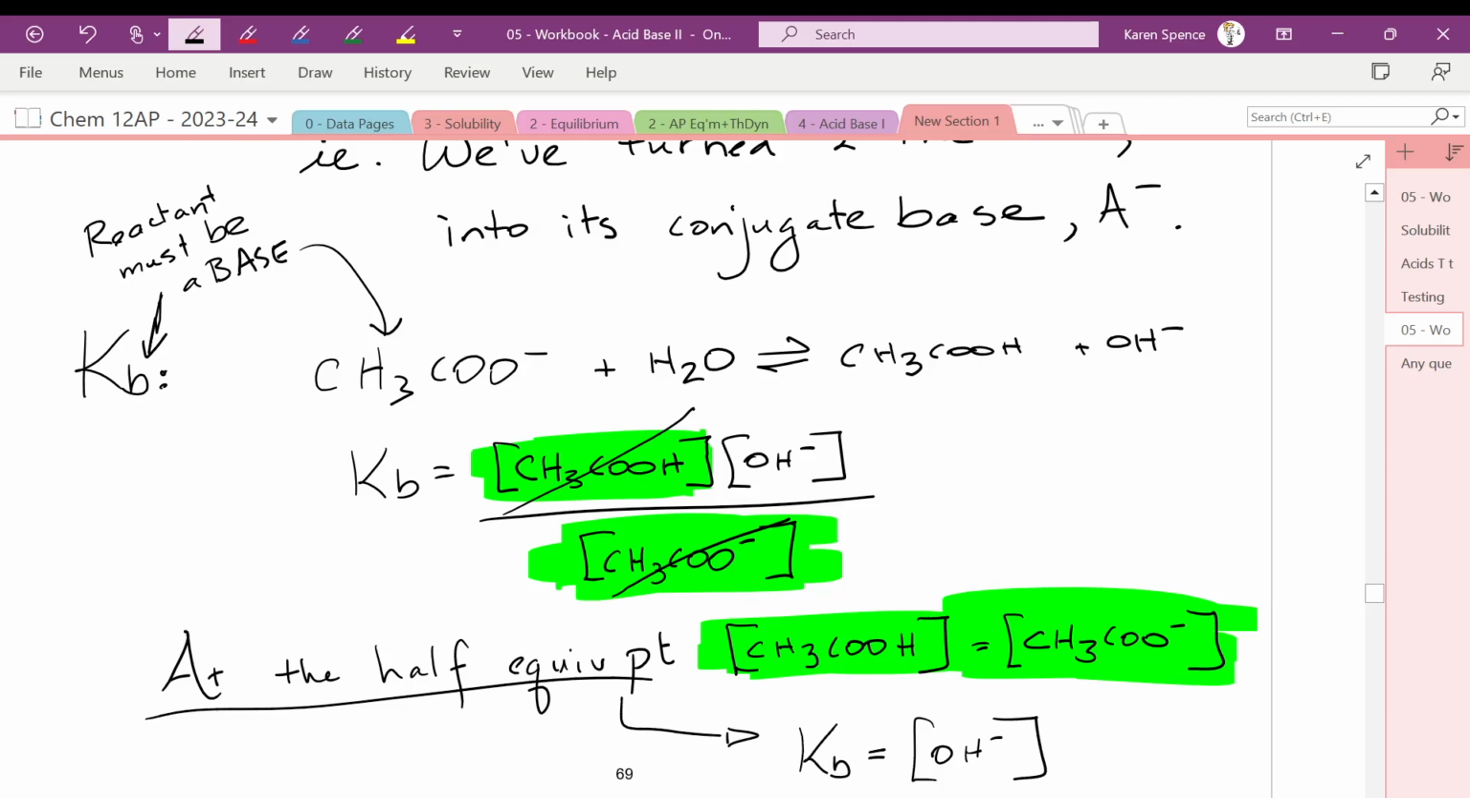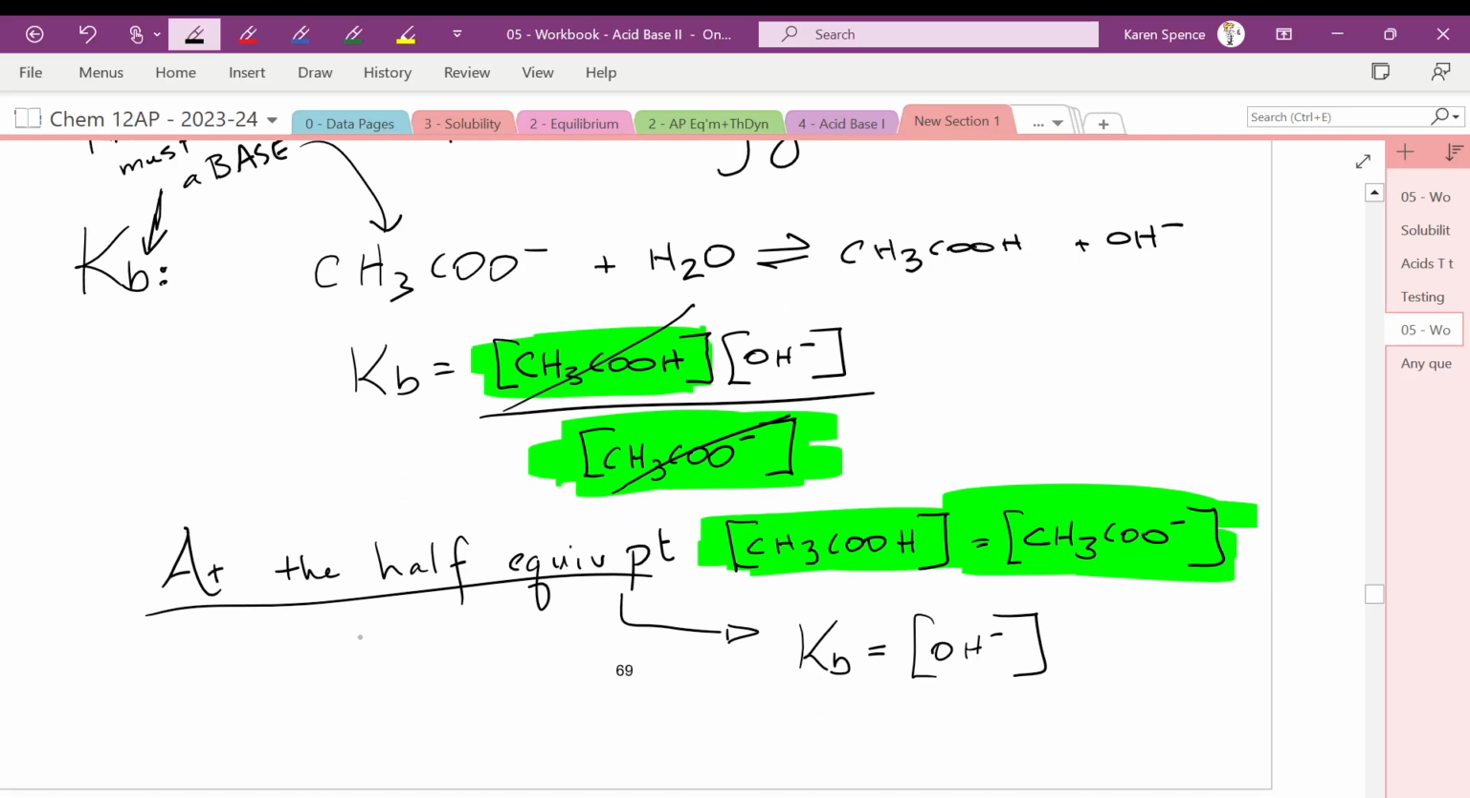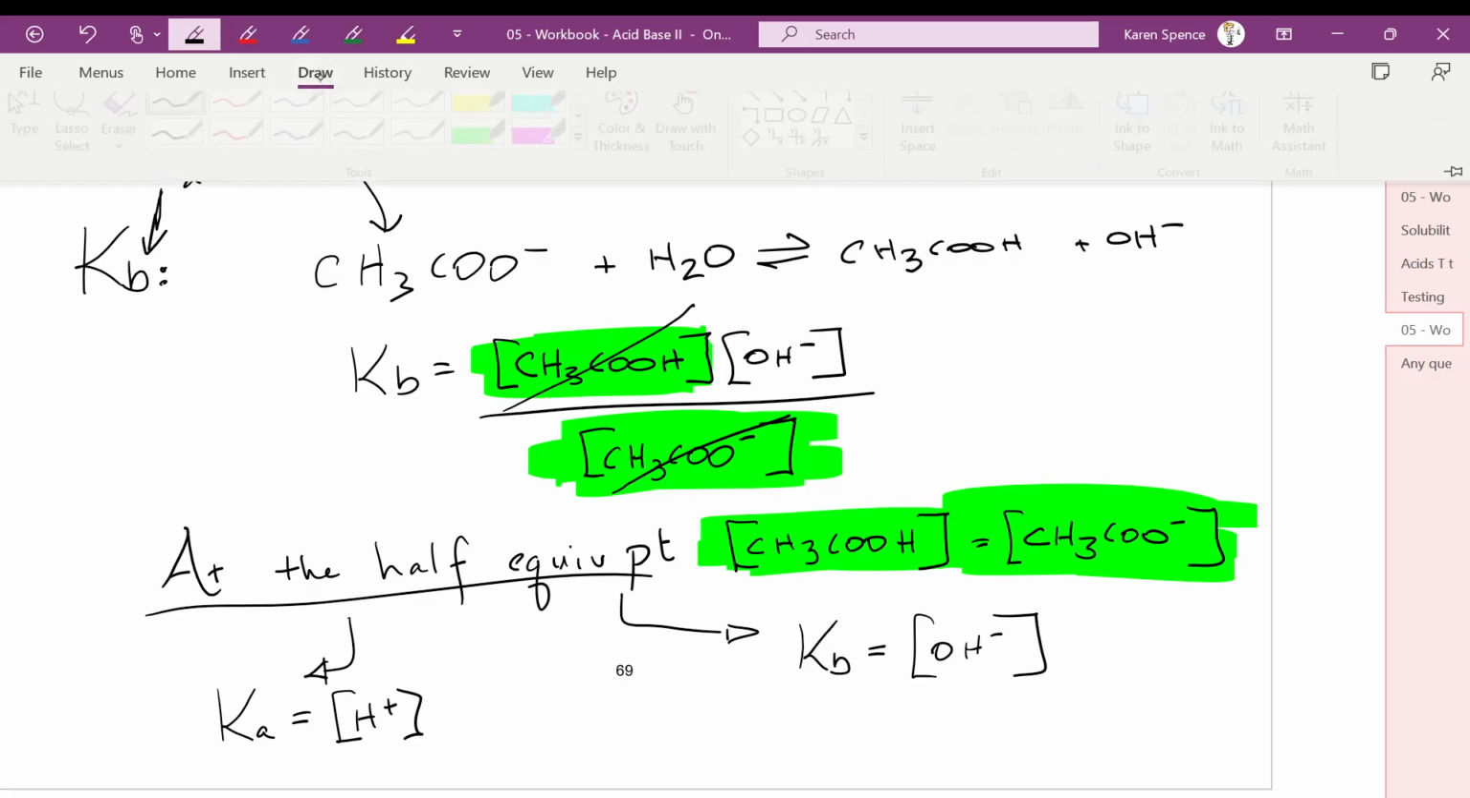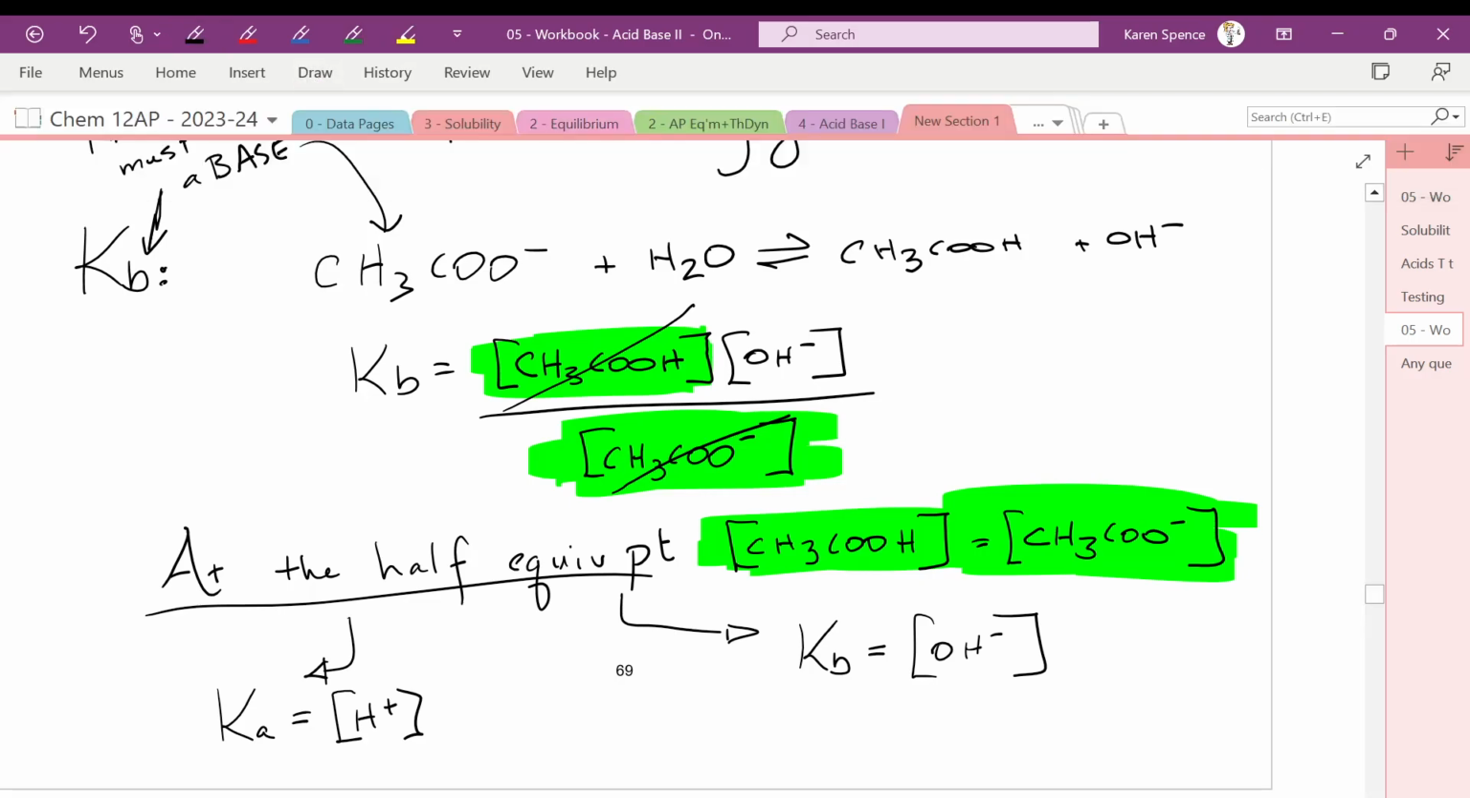So you could also use that equation. And recall from before, what does Ka equal? H plus. And that's at what point? At the half equivalence point. Describe to your neighbor, what do we mean by the half equivalence point?